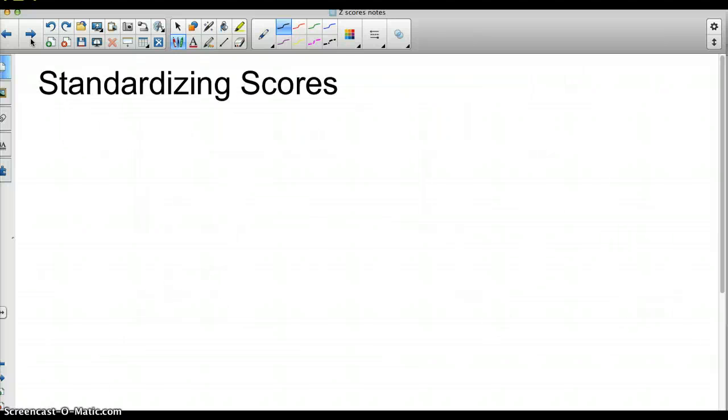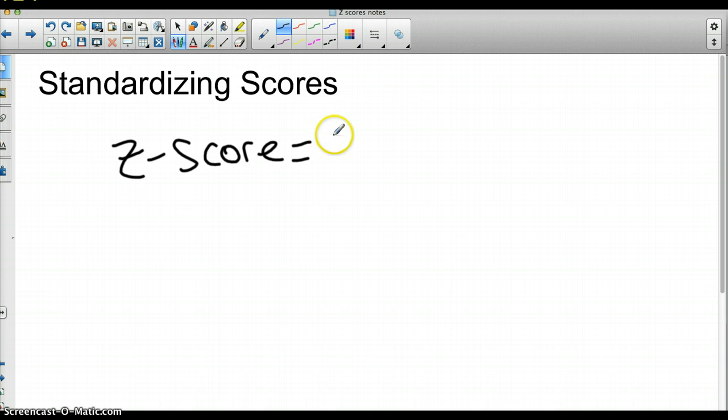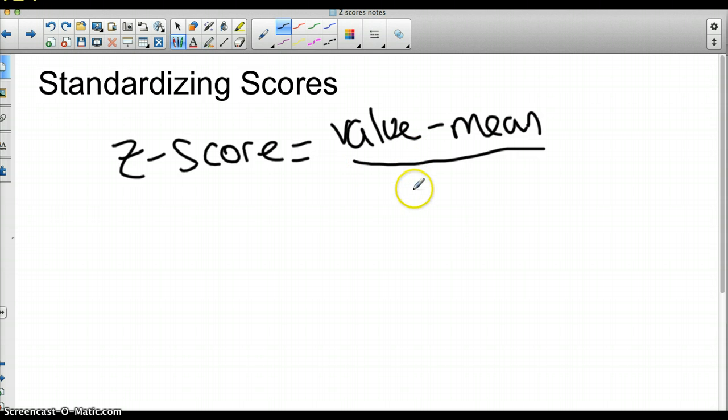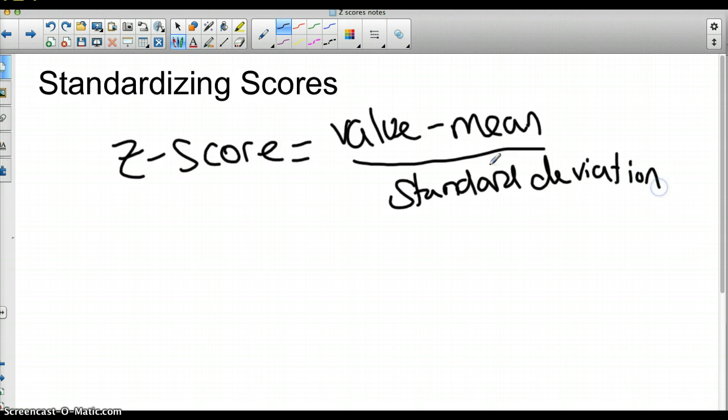So standardizing scores. Basically, when you're standardizing scores, you are finding what we call the z-score. Standardizing scores makes them so that everything is the same. And in order to find the z-score, you have to do the data value minus the mean over the standard deviation. So you're going to have to know at least 3 different pieces of information in order to find the z-score. We do a short notation where we just do z for z-score, x for the value, minus mu for mean, over sigma for standard deviation.